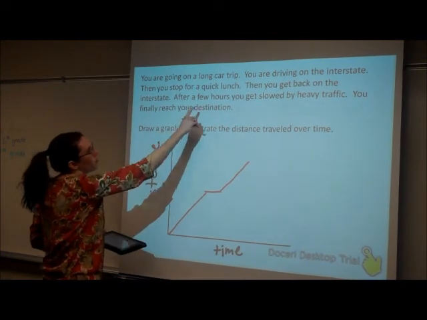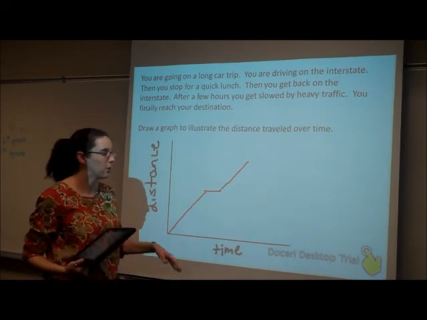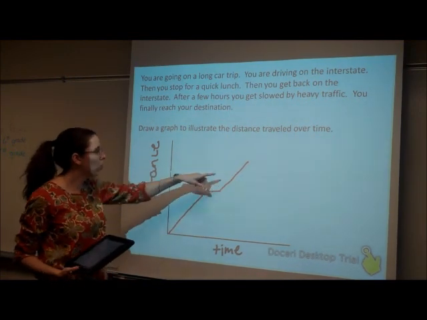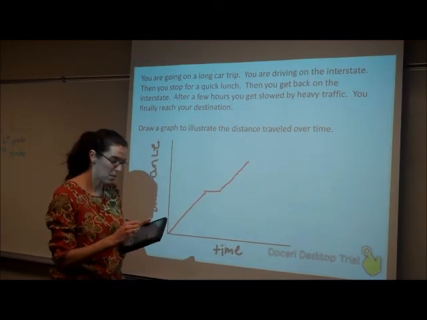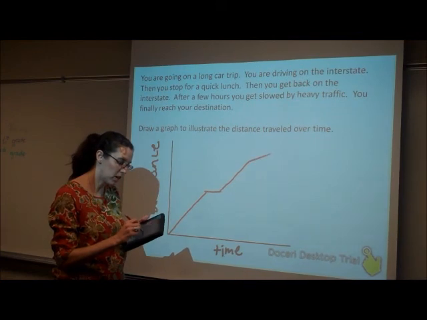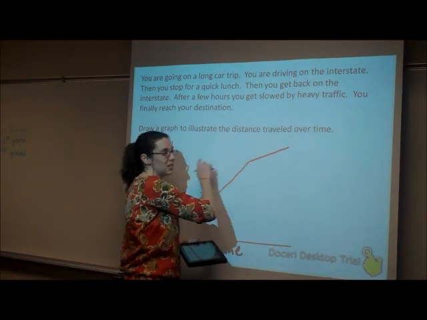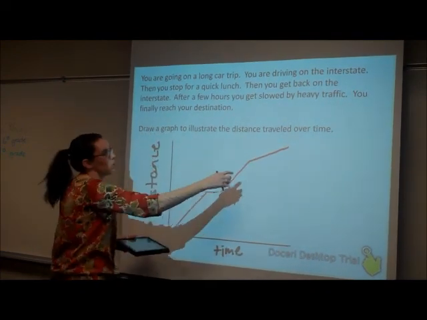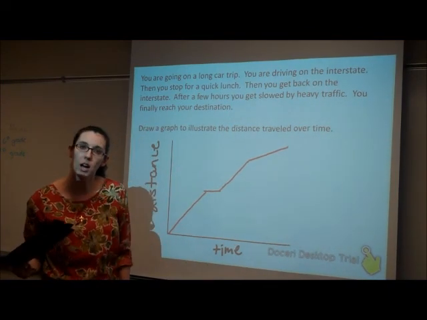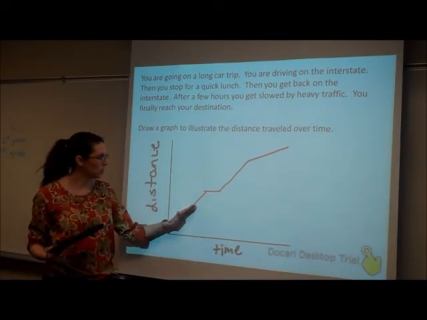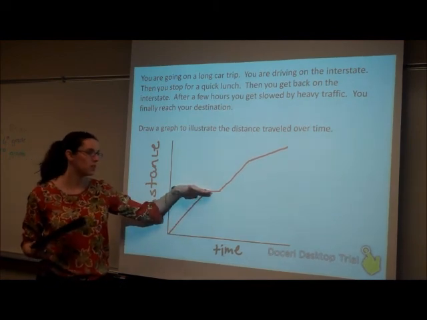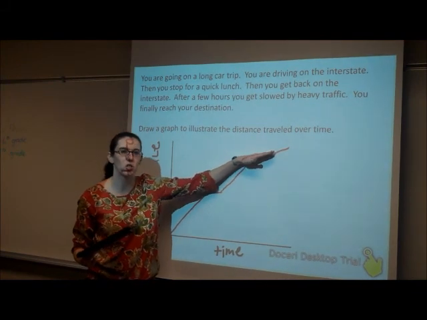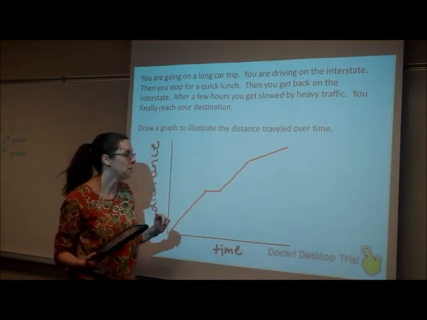Now, after a few hours, you get slowed by heavy traffic. Well, we're still making progress, we're still going, but now it's not going to be as fast because we're going with slower traffic. So my distance traveled is going up, but it's not going up as quickly. Then we reach our final destination, so our time has stopped. So here's the interstate, we're going with time and distance, stopping for lunch, getting back on the interstate, and we hit slow traffic, so we're not increasing as much.